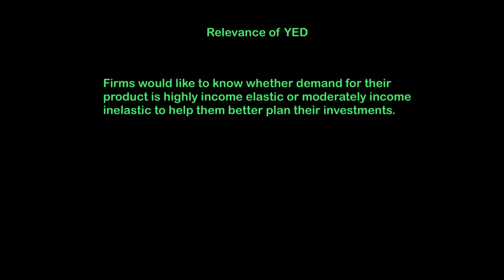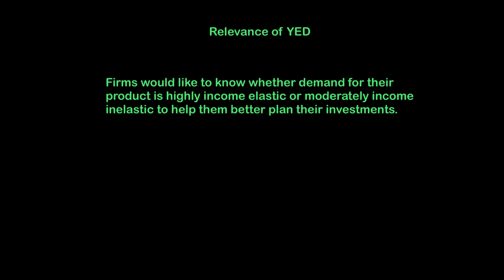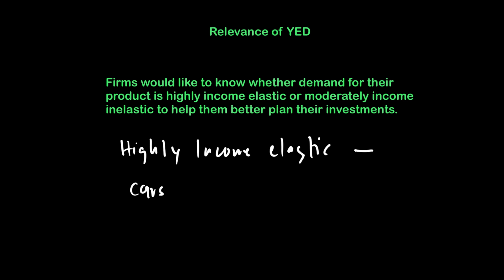So, from a firm's perspective, if an economy is growing and increasing incomes are seen, then firms that are making highly income elastic goods, let me write this, from a highly income elastic goods perspective. And what can be a good example of that? Well, one good example of that could be cars. So if you are in a car industry and the economy is growing really fast, then one would like to see the firm invest more.